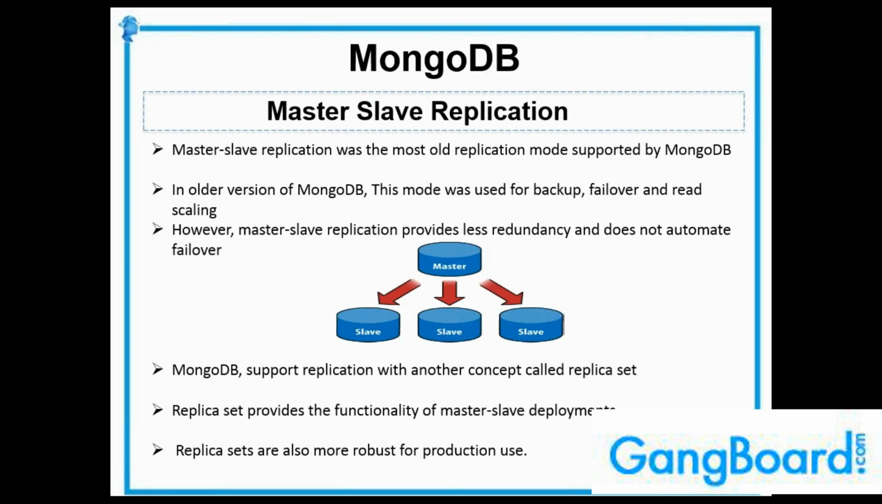For reporting purposes, or if you want to take a backup of your database, you don't need to run your backup on the primary. You can run it on any of the secondaries, because running a backup on the primary will cause performance issues on the database. So they run the backup only on a secondary. You can use one secondary for reporting, one secondary for backup, and for some other purpose as well.